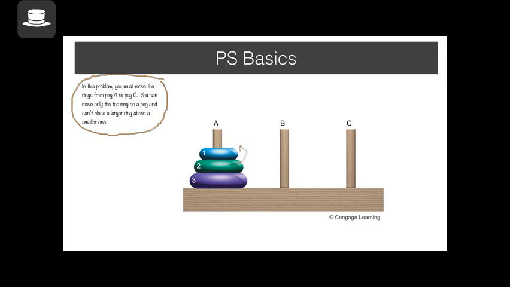Again, this is the initial stage. The end stage is that all these three rings would be here: ring number three, ring number two, ring number one. And what you can do is you can only move the top ring onto a different peg, and you cannot place a larger ring above a smaller ring. So, give it a try.